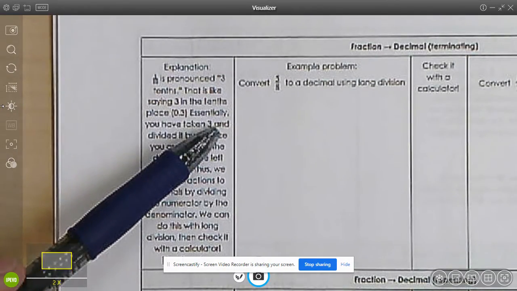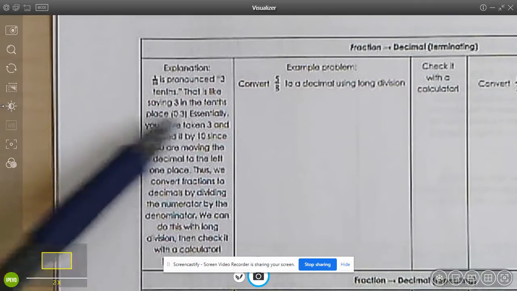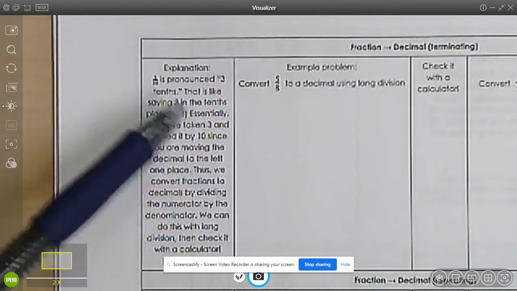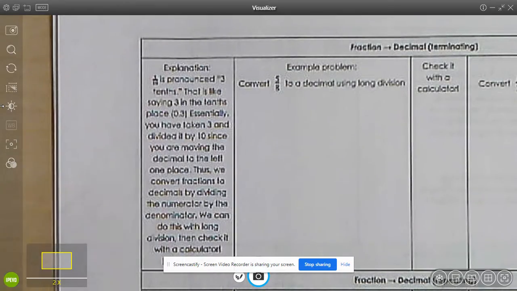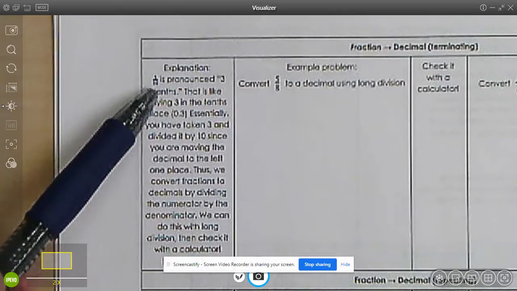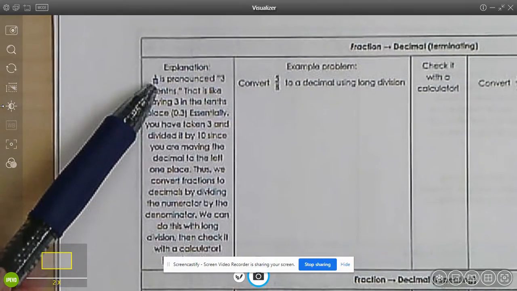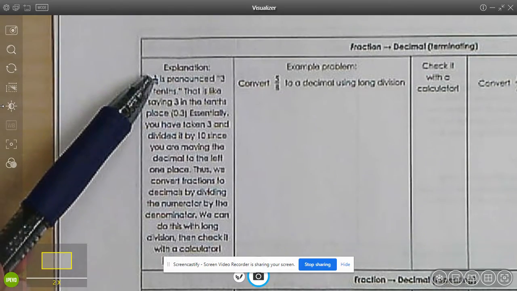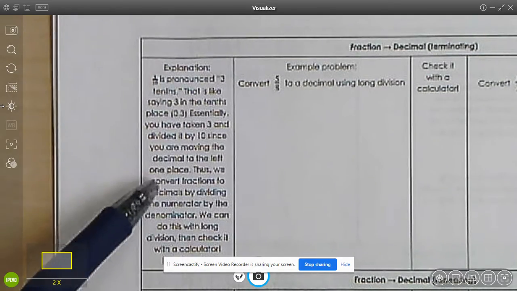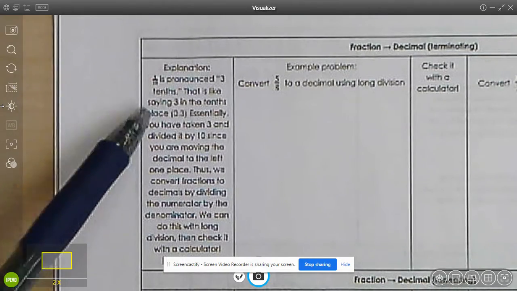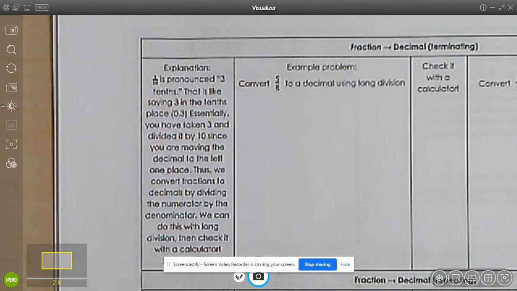Essentially, you've taken 3, which is the numerator, and divided it by 10. When you do 3 divided by 10, you get 0.3, since you're moving the decimal to the left one place. By moving the decimal to the left one place of that 3, I know I'm dividing by 10. 10 also happens to be the denominator. So we can take that main idea and see that when we convert fractions to decimals, we're dividing the numerator by the denominator. We can do this with long division, and then we can check it with a calculator.